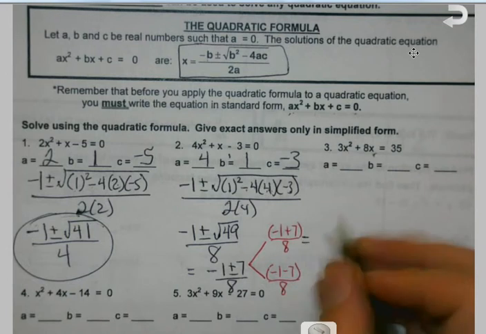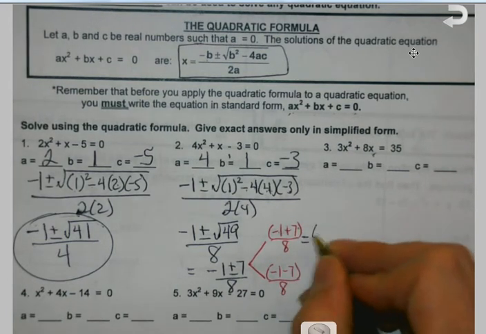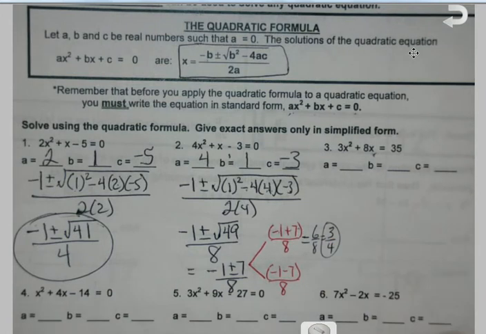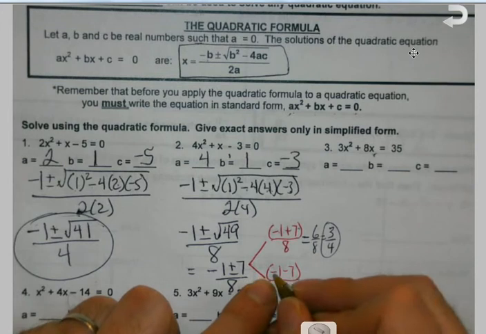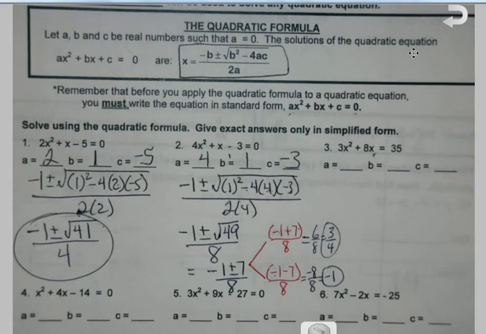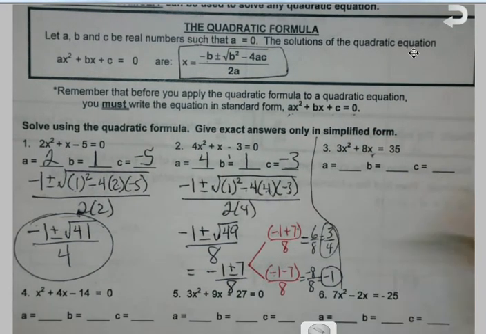So let's see here. -1 plus 7 is 6. 6 over 8, but that reduces to 3/4. And I suppose I can deal with a decimal if you want me to. -1 minus 7 is -8. Negative divided by positive, -1. Okay, so if you can completely simplify, you need to.